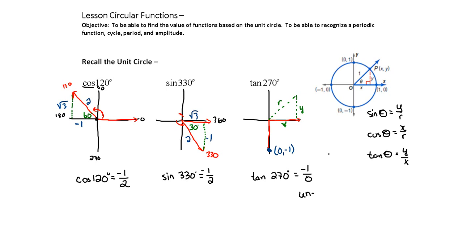I saw some people write no solution down on your test, and that is not the exact same topic, so I had to take off a little bit of points for it. No solution and undefined are two different things. This actually has a solution. It's -1 over 0. The only problem is when you try to do -1 over 0, we can't divide by 0, which makes it what they call an undefined solution. So that's why we always write undefined.